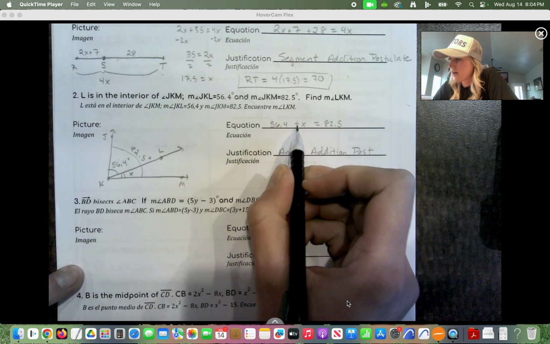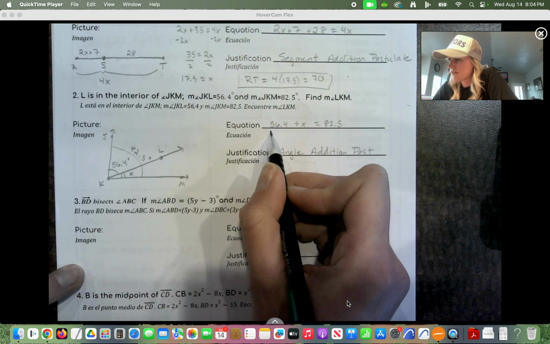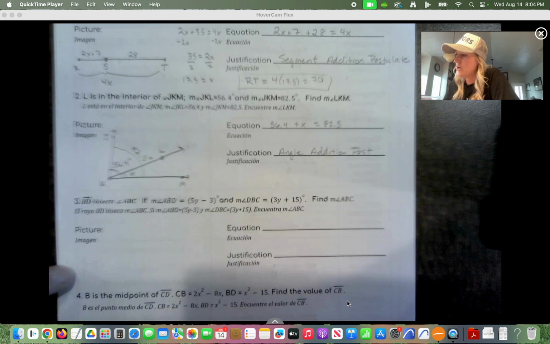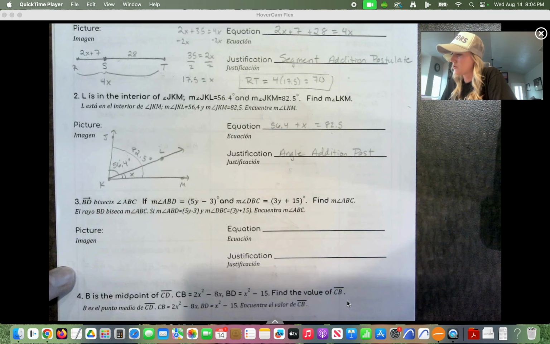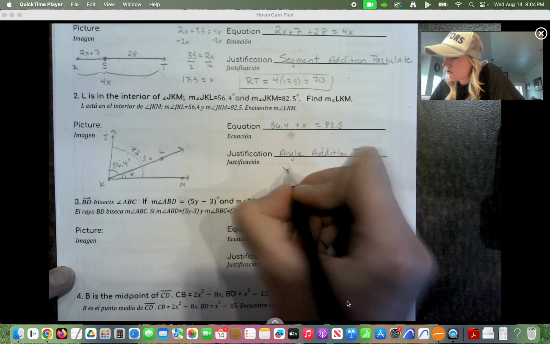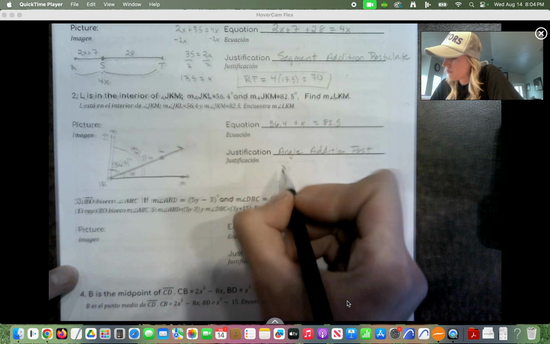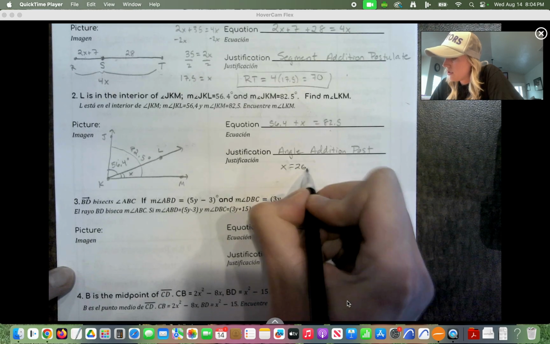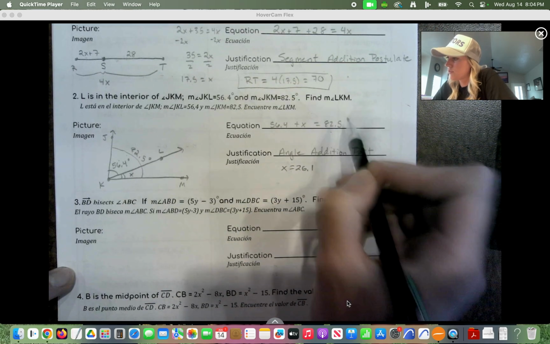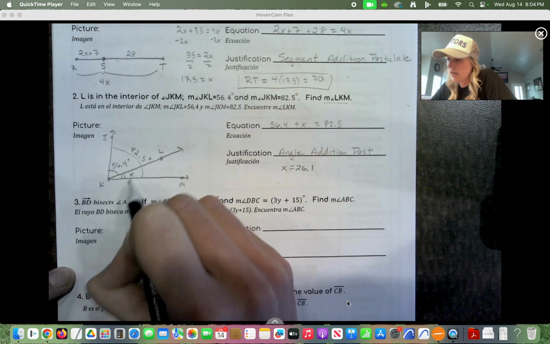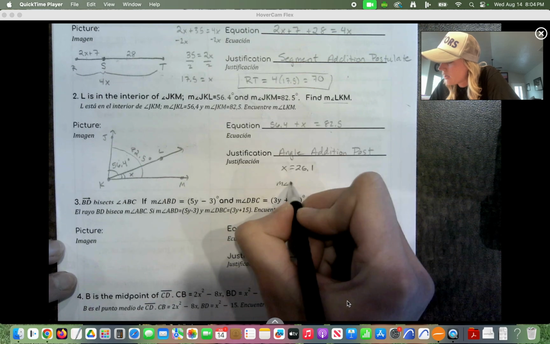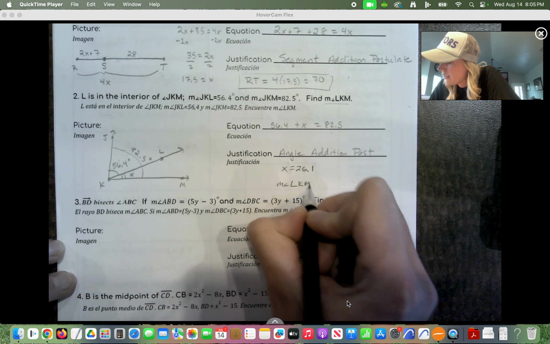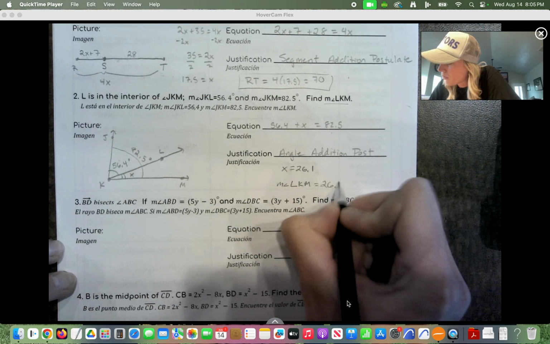Okay, so if I want to solve for x, all I have to do is subtract 56.4 from both sides. So if I do 82.5 minus 56.4, I get 26.1. So that is my solution for x. Okay, but again, they didn't ask for x, they asked for LKM. Oh, but actually I had x representing LKM, so I'm just going to write it out that the measurement of angle LKM is equal to 26.1 degrees.